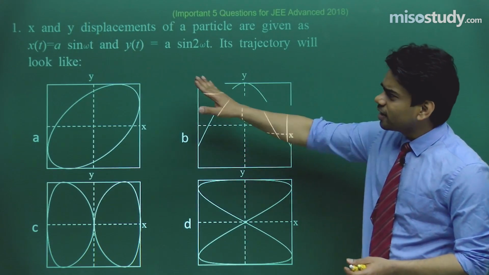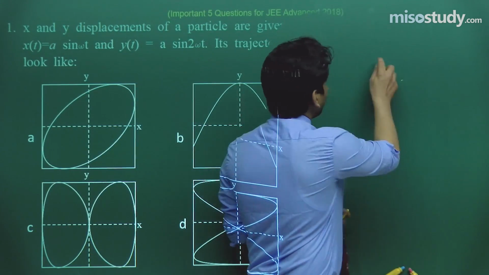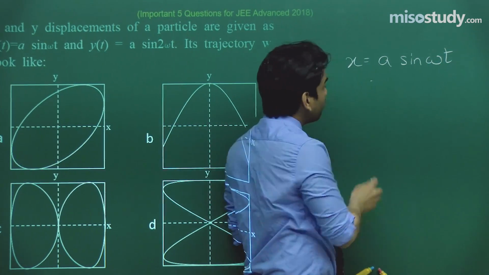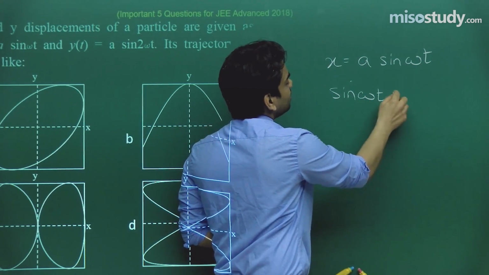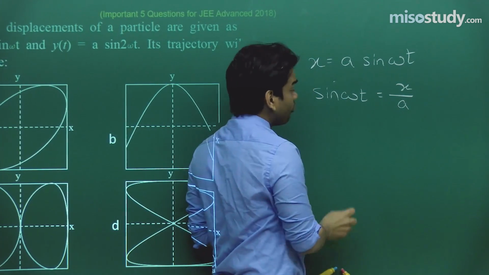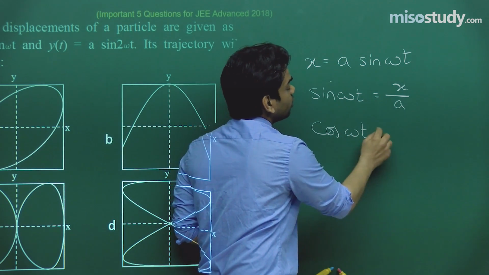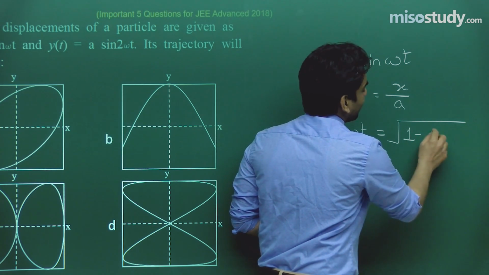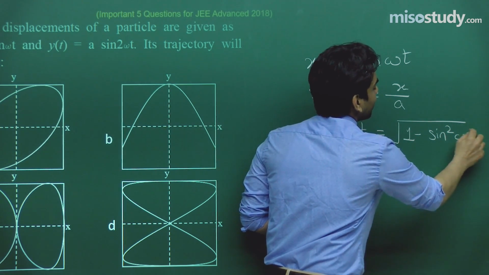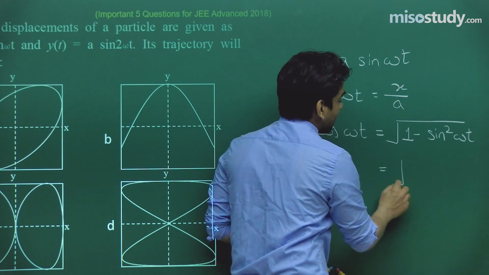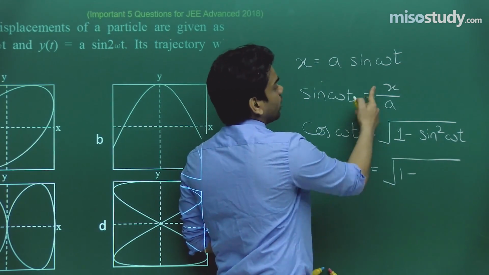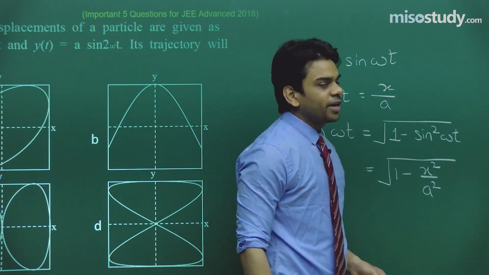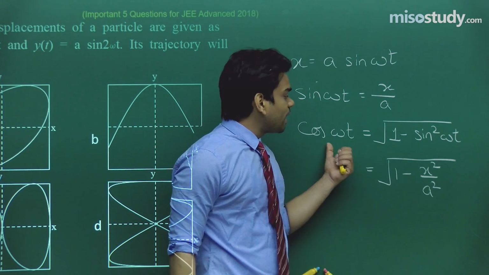Let me write here x equals a sine omega t. This is what has been provided to us. From here we can write sine omega t is equal to x by a. Quite obvious. Cos omega t, we know, is equal to the square root of 1 minus sine square omega t. So x square by a square, quite clear to us, 1 minus x square by a square. We have written what the value of cos omega t will be.